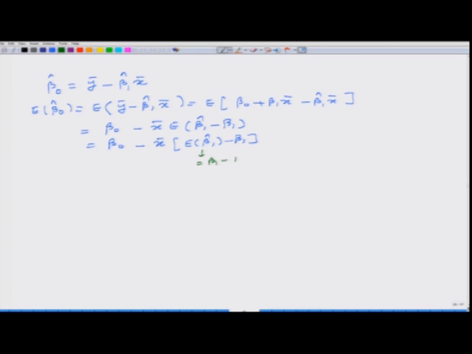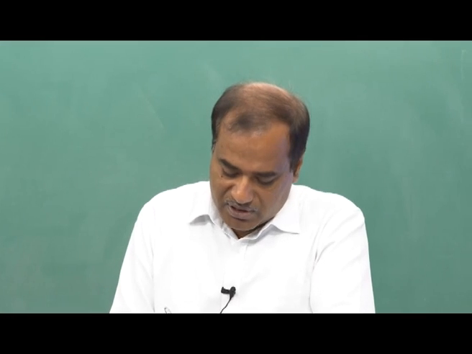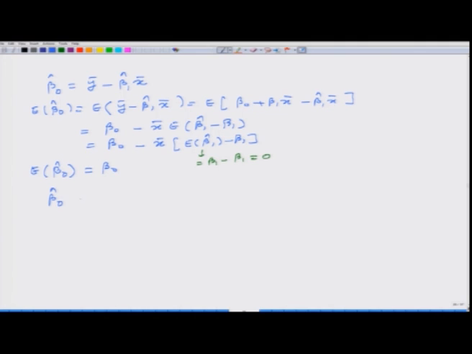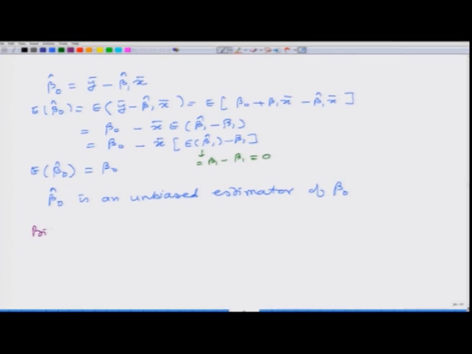So, this becomes beta 1 minus beta 1, which is equal to 0, and so I can write down here that the expected value of beta 0 hat is beta 0. So, this beta 0 hat is also an unbiased estimator of beta 0.